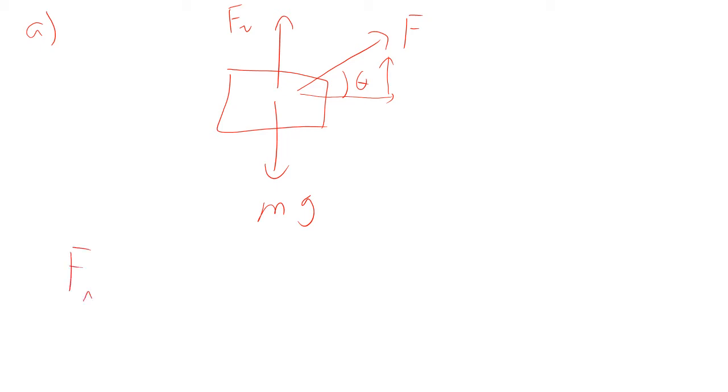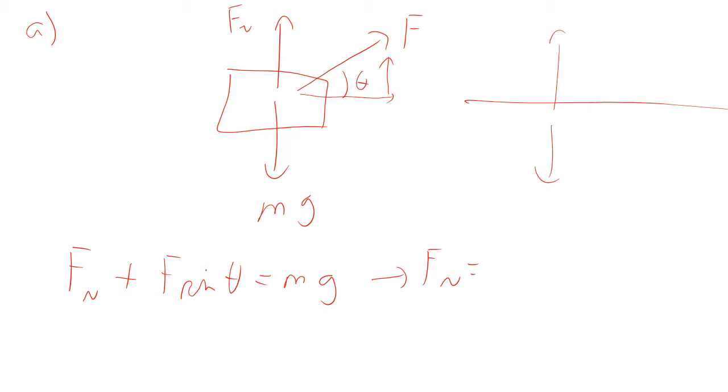So we know that the normal force plus F sine theta equals mg. What does that mean? It means force up has to equal the force down. We're assuming we're not coming off or sinking into the surface, so it's staying level. This tells us that the normal force is going to equal mg minus F sine theta.